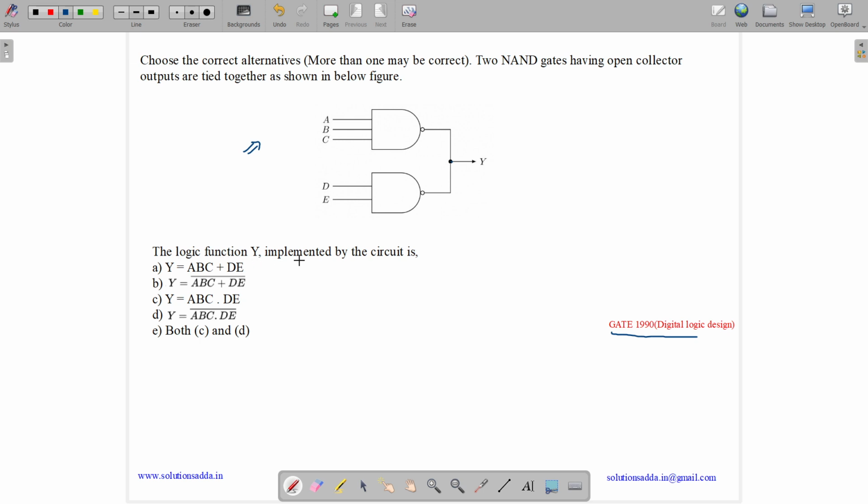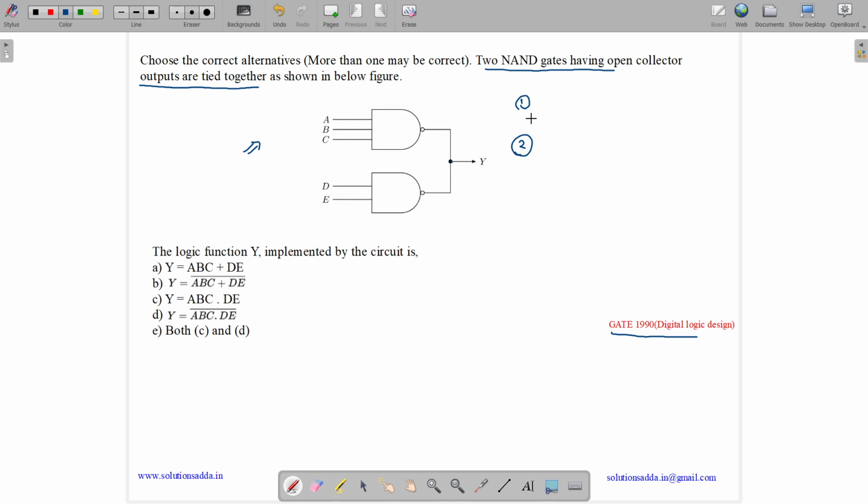Then the logic function Y implemented by the circuit is: Y equals ABC plus DE, Y equals ABC plus DE whole complement, Y equals ABC into DE, Y equals ABC into DE whole complement, and Y both C and D. So let us see the meaning of this. Two NAND gates having open collector outputs are tied together. So there may be two cases.